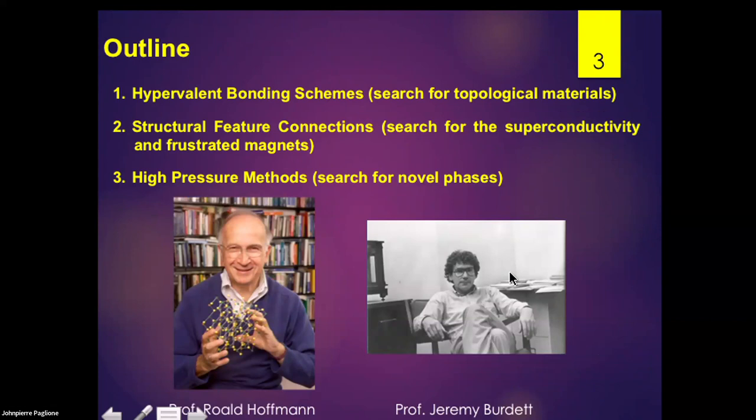Actually, I would say this is the most important page of my whole talk. That's where all my inspiration comes from. When I was a student, I read these two professors' papers. One is Professor Roald Hoffmann. I think most chemistry students know he's at Cornell and got the Nobel Prize. And the other professor, I think most of the students don't know very well. Actually, he passed away in 1997, but I read his papers a lot: Jeremy Burdett.